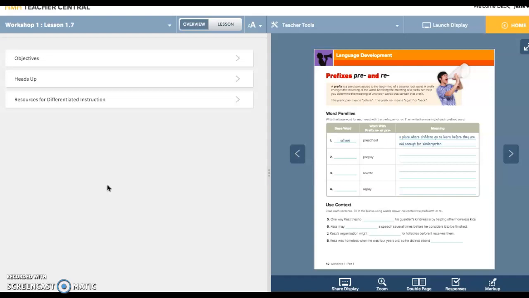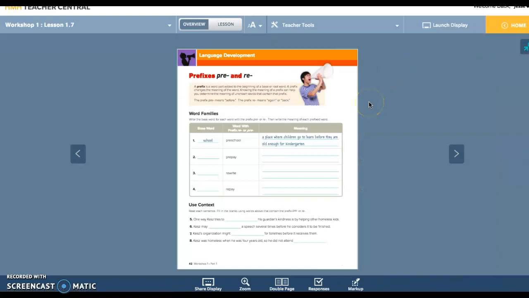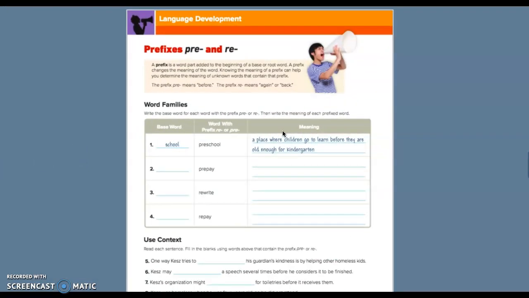All right, so today, page 42 and 43 of our real book. Let's take a look at this. So this is going over prefixes. Okay, so prefixes pre and re. It tells us a prefix is a word part added to the beginning of a base or root word. A prefix changes the meaning of the word. Knowing the meaning of a prefix can help you determine the meaning of unknown words that contain that prefix. The prefix pre means before. The prefix re means again or back.